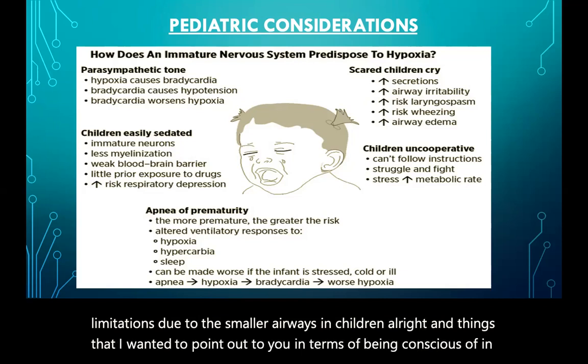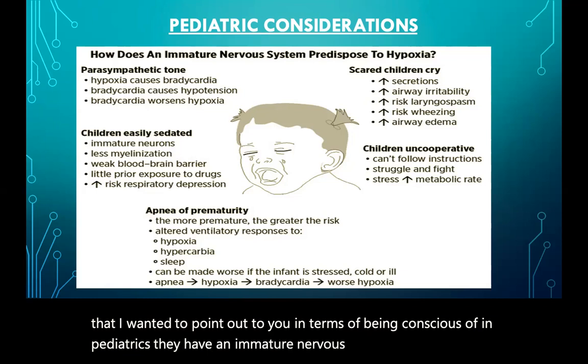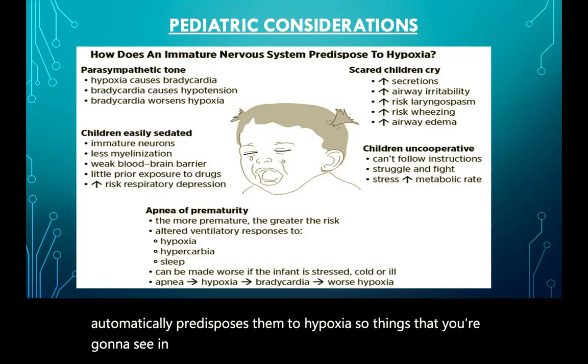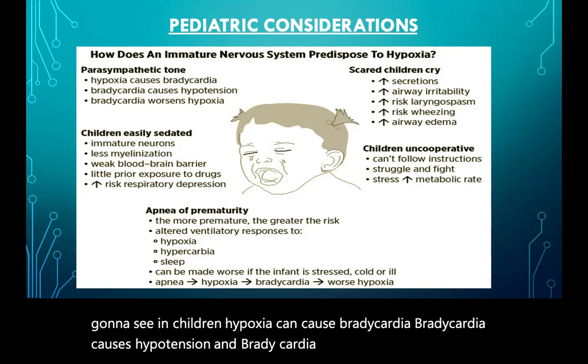they have an immature nervous system, which automatically predisposes them to hypoxia. So things that you're going to see in children, hypoxia can cause bradycardia. Bradycardia causes hypotension, and bradycardia worsens hypoxia, especially in babies.